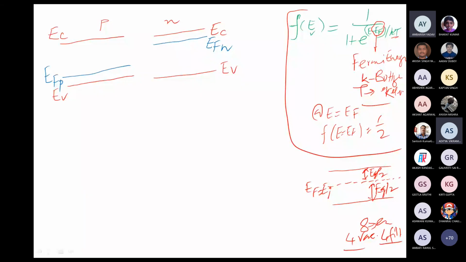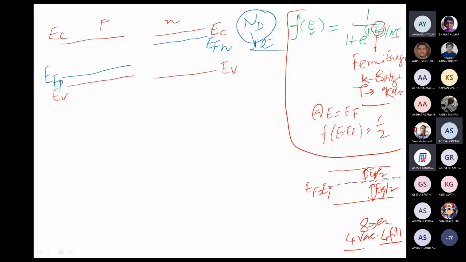Okay, so in the intrinsic semiconductor, we see that the Fermi level was in the middle because the energy states which were vacant and filled are just equal. Half of the energy states were filled, half were vacant. But in the N type, what we have done is dope it with dopants, donor type dopants.